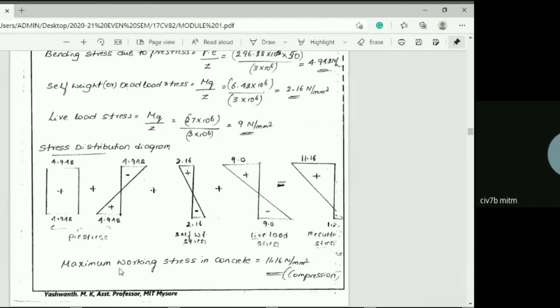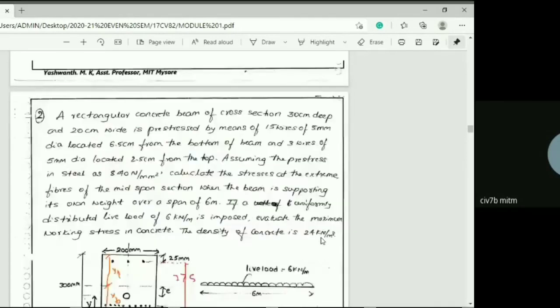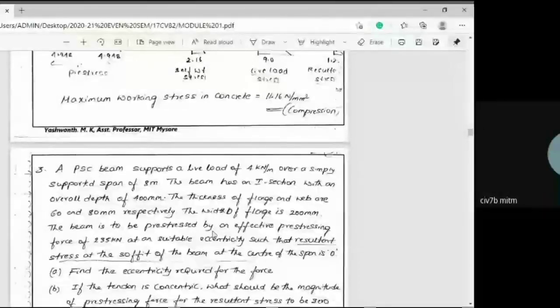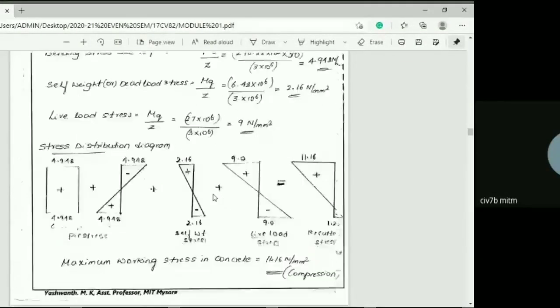So in each problem, you need to draw the stress diagram and represent the stresses. So like this, we need to calculate. And the maximum working stress in the concrete, they have asked, is 11.16 Newton per millimeter square, which is compression, which is very good, because it has completely nullified the tensile stresses. It is very less. So like this, we need to calculate the stresses for a PSC section. In this problem, I have considered the rectangular section. I hope the problem has been clarified.